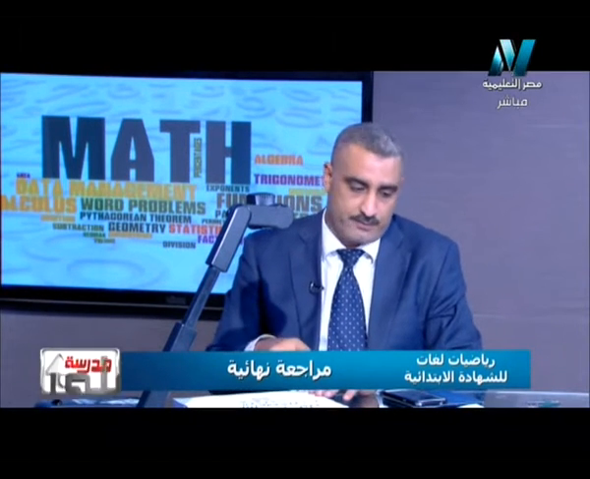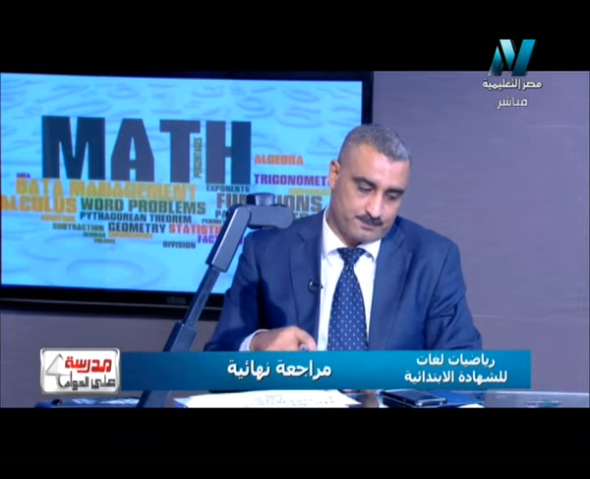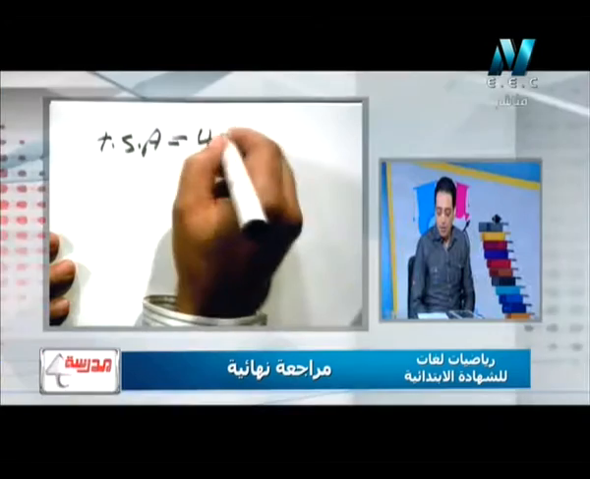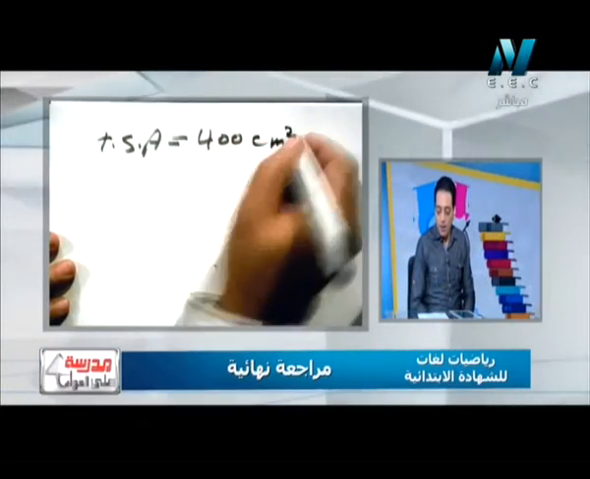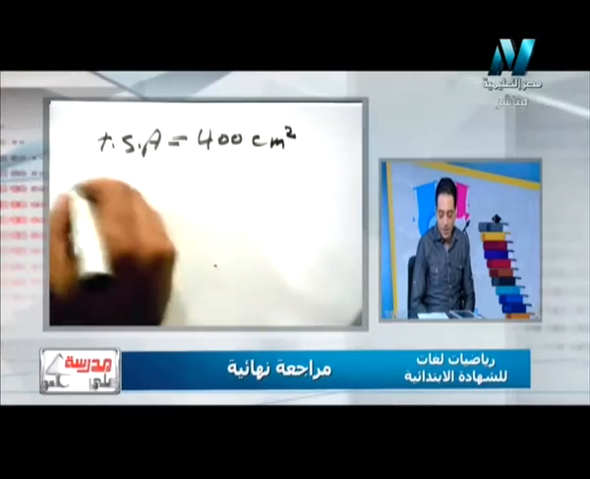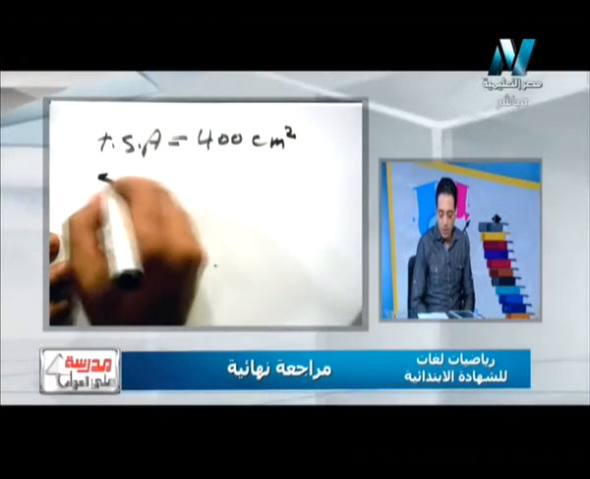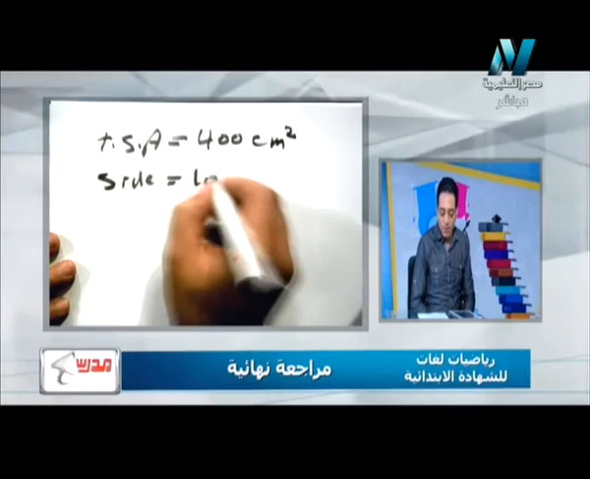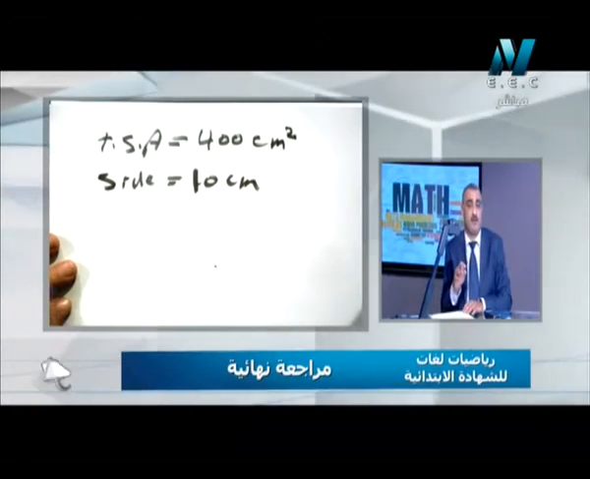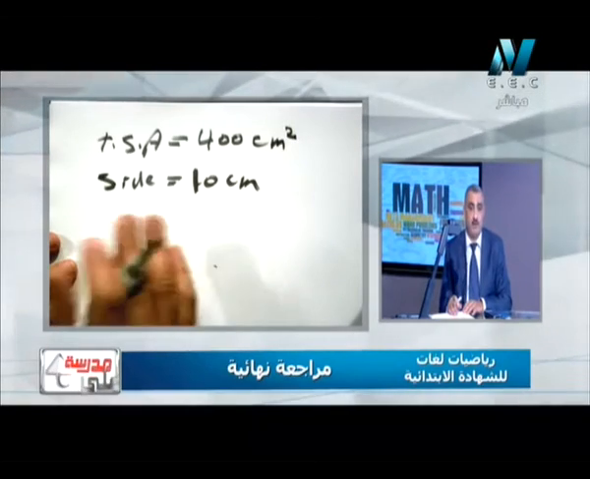Yeah, excellent. The height of a cuboid whose TSA equals 400 centimeters square, and its base is a square of side 10 centimeters, equals how many centimeters? 4, 5, 10 or 12? We are talking about the same idea again. It's a very important, dangerous idea, my dear students.